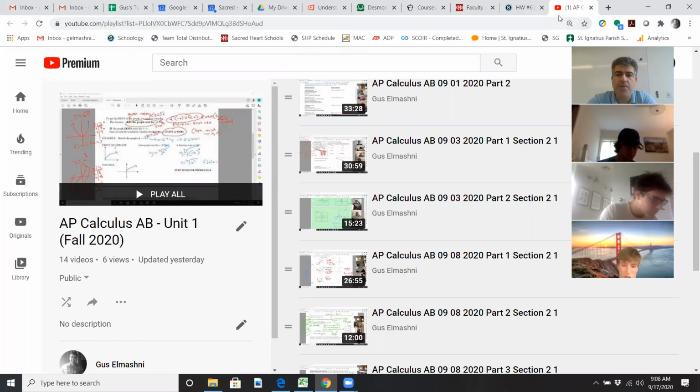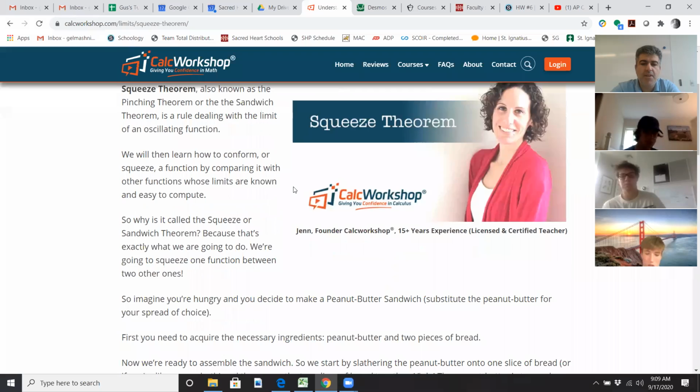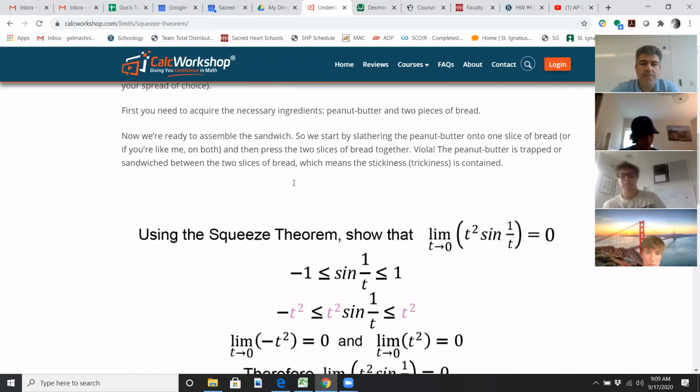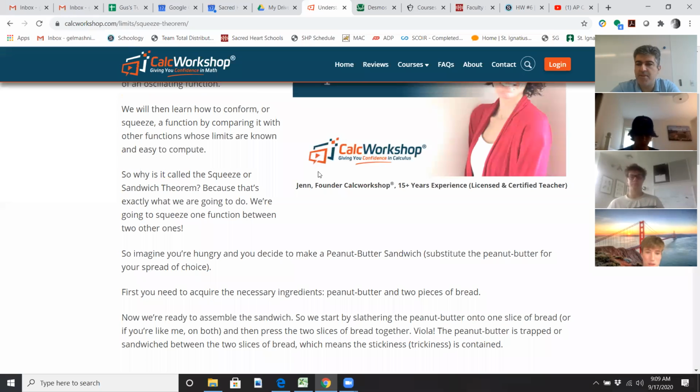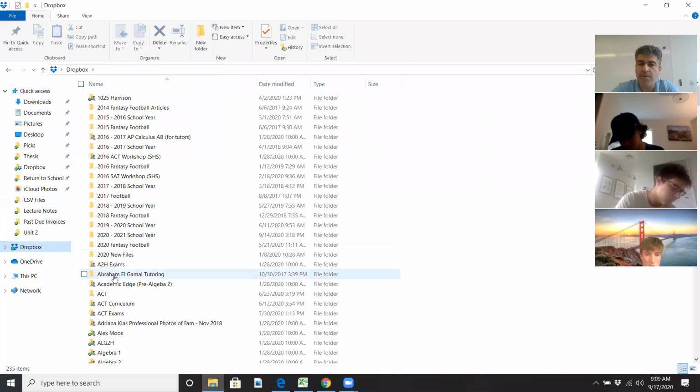So here's the deal with the Squeeze Theorem, and I found a really great resource last night. Think of the Squeeze Theorem as a sandwich. They call it the sandwich theorem. And let me go back to the notes, because that might be a good place for you to make any annotations to your notes.